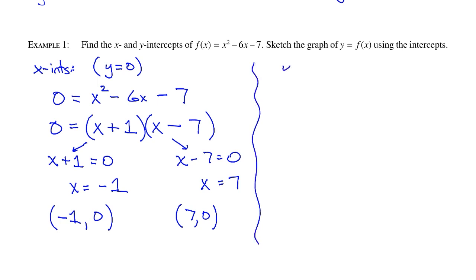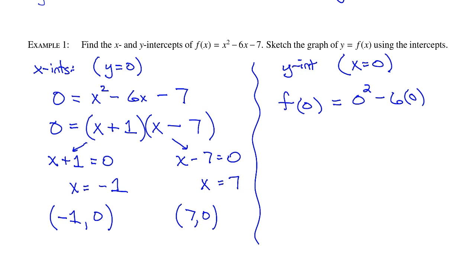Next, I want to find the y-intercept. And the y-intercept is where x is equal to 0. And that just means we're going to plug in 0 for x. So this is f of 0, which is 0 squared minus 6 times 0 minus 7, which is negative 7. And that corresponds to the point 0, comma, negative 7.